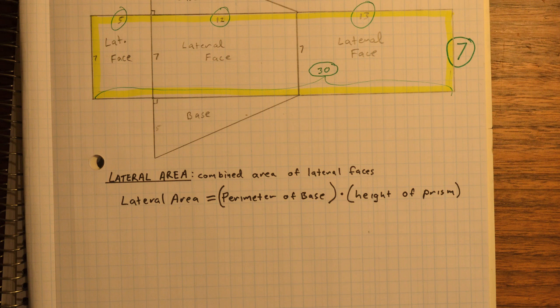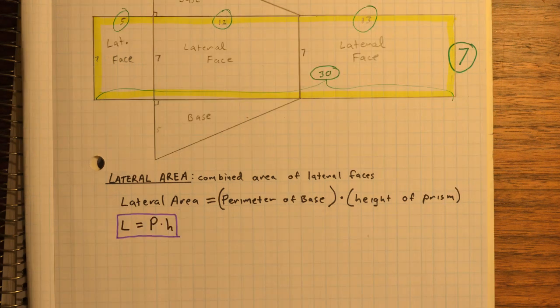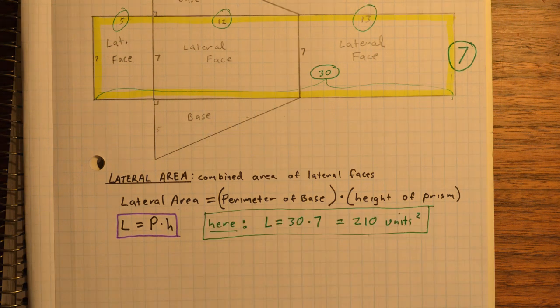And so to find the lateral area of a prism, we'll take the perimeter of the base and multiply it by the height of the prism. Or in shorthand, we'll say L is equal to big P times H. So for this particular example, we have a lateral area of 210 square units.